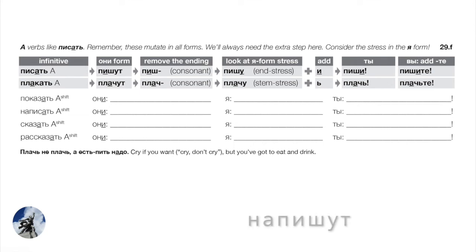Написать, the они form would be напишут. We drop the ут, we're left with напиш. Okay, so we got to think about the stress. Написать implies напишу, which in turn implies the imperative напиши, right? Write, like write a letter. Сказать, они скажут. So we drop the ут, we're left with скаж, я скажу, ты скажи.